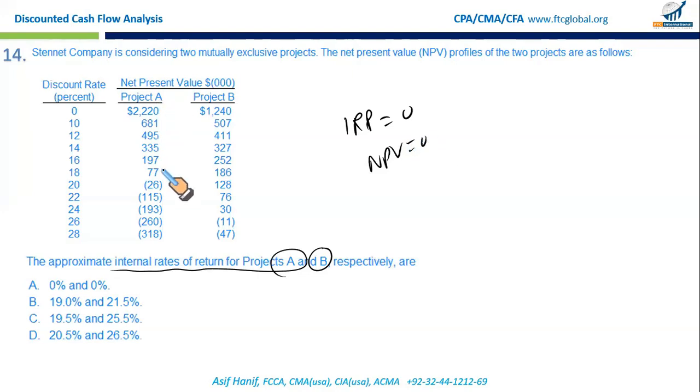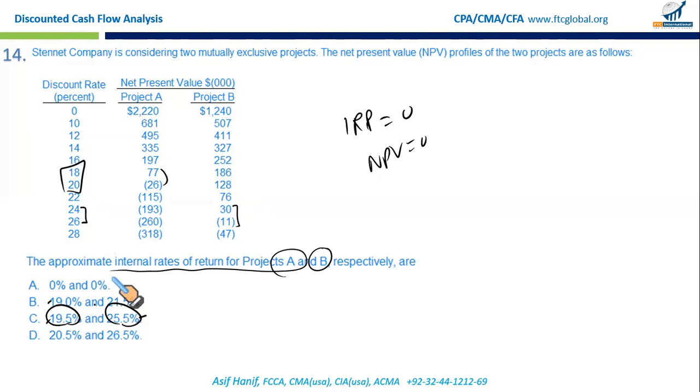So project A has a 0 NPV somewhere between 18 and 20. So more likely it's either B or C. Let's do the same for project B. Its NPV is becoming 0 somewhere between 24 to 26. That is 25. Now this is perfect.